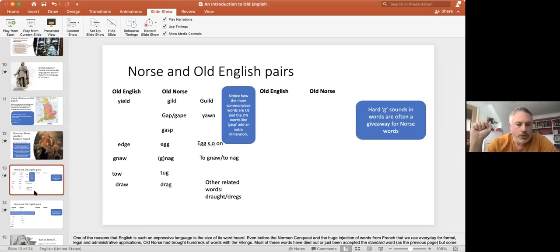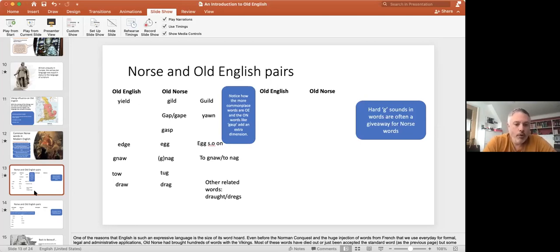Gnaw, which is the old English word for chewing on something. The old Norse is nag. So it would have been gnawan in old English because the G would have been pronounced. Nag is obviously related to it, but it's got that hard G on the end rather than the W. The word to tow, which is the word to tug in Viking or in Old Norse. So again, you can see that hard G.